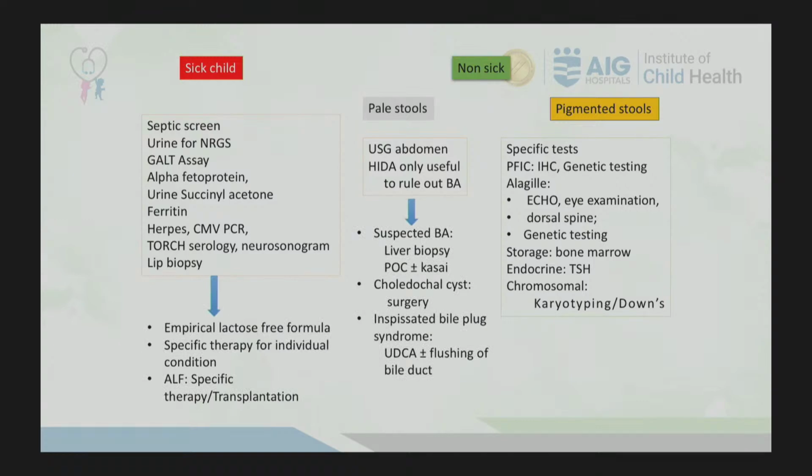In galactosemia, usually the specific therapy is lactose-free formulas. In other conditions, maybe specific therapy, or liver transplant is ultimately needed, the child needs to go for transplant. In suspected biliary atresia, Kasai procedure is the final.